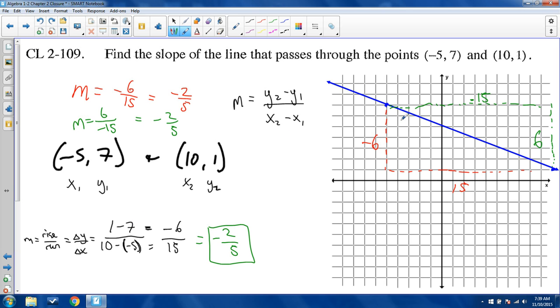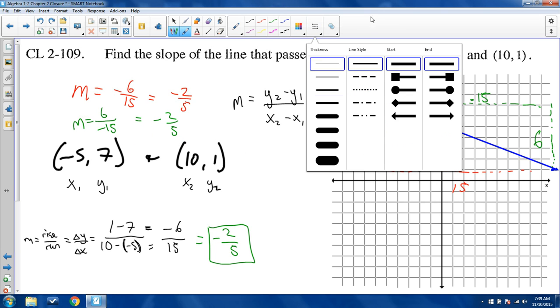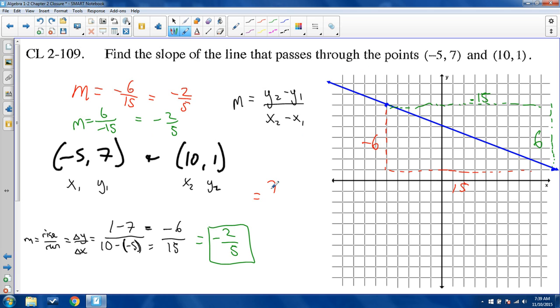If I think of it this way, it's saying how much did I go from 1 to 7. This would be an example of doing 7 minus 1, which will give you 6, over your run. How much did I go from 10 to negative 5? This time we went backwards 15. So you do negative 5 minus 10, and that gives you negative 15. So you can see you're still going to get the same answer no matter what you do, because the sign is still going to be relevant there.